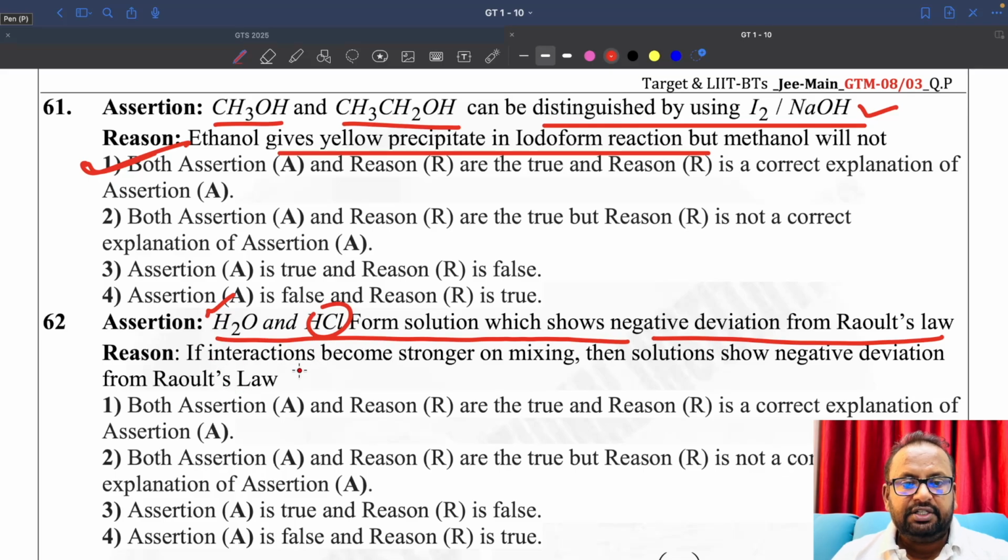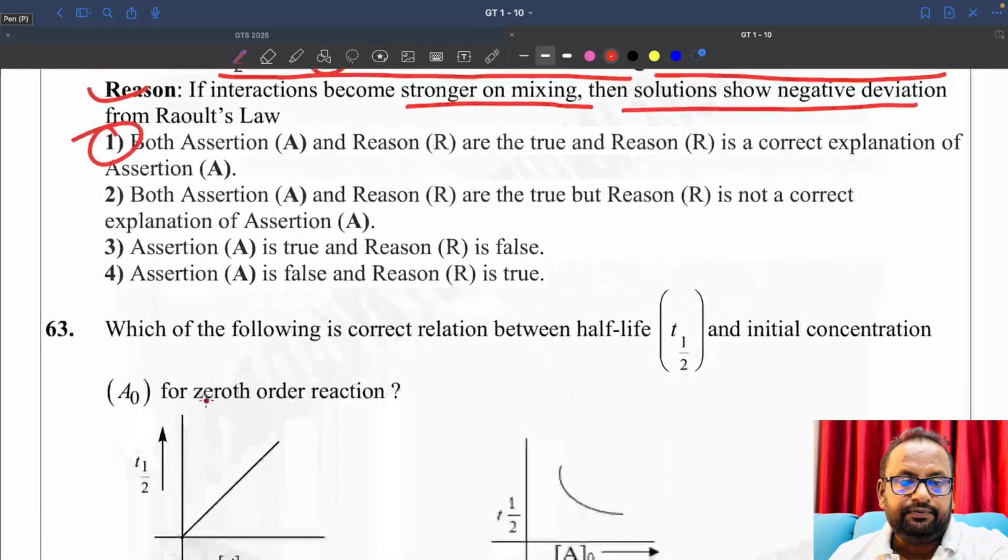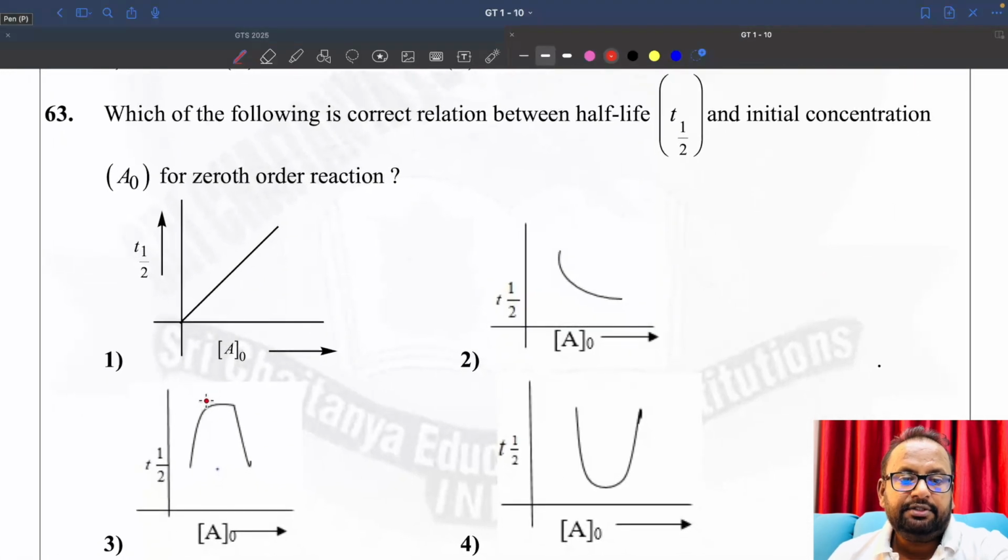So if the interactions are stronger on mixing, then they show negative deviations from Raoult's law, right? So both statements are correct. Option 1 is the right one. Direct questions. Next, 63.